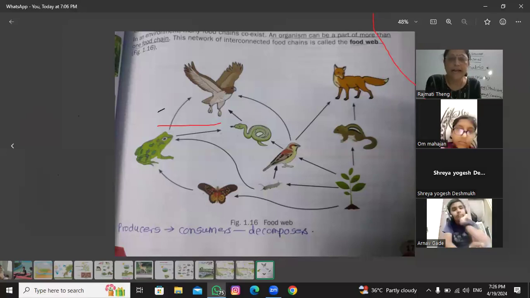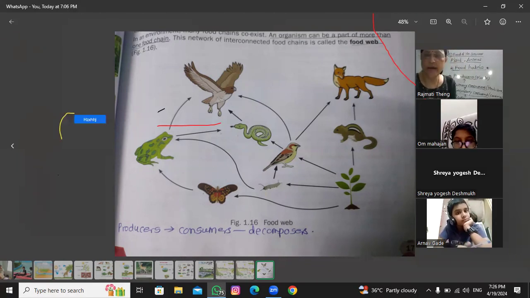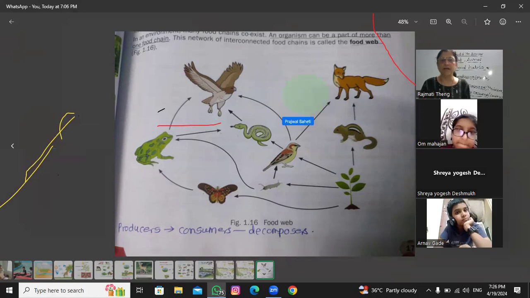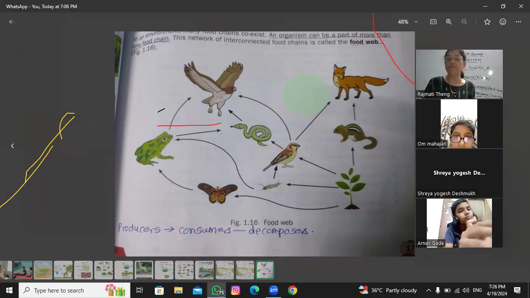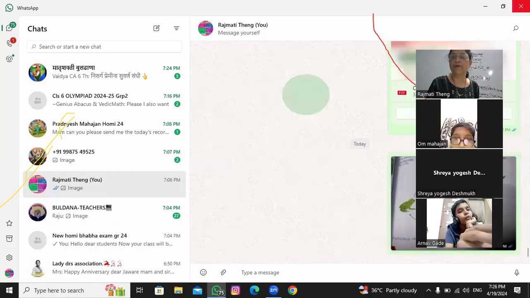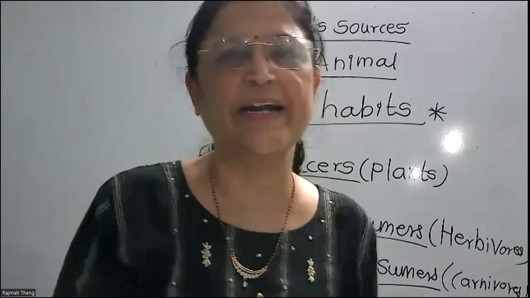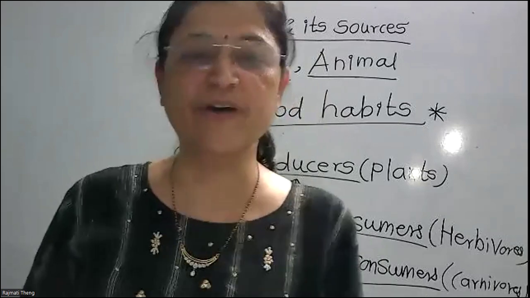So identify how many food chains are present. Don't use the whiteboard. Some students have told me that 10 food chains are present. Someone says there are 11. Then what about others? How many food chains are present? Okay, 7.